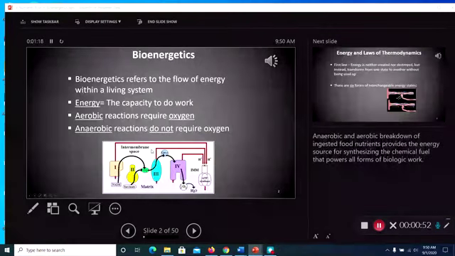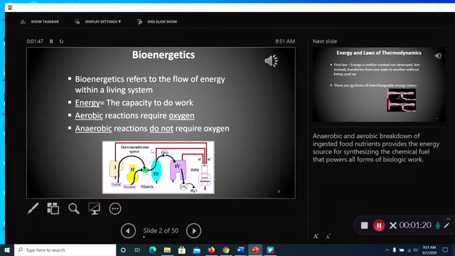So bioenergetics just refers to the flow of energy within a living system. So we have to take in macro and micronutrients. We have to digest and absorb them. Then we have to use them for activity. With the exercise science program, of course, we focus on muscular activity and even different training strategies to stress these various bioenergetic pathways to produce ATP.